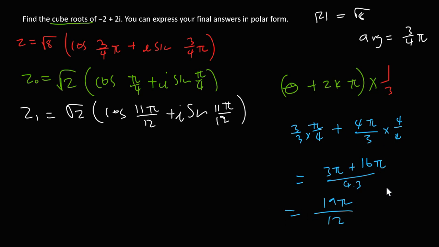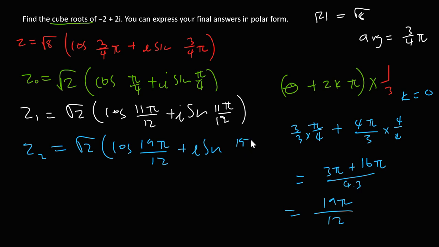So if k is equal to 2 here, this is going to be our argument. So z2, this one doesn't change. Cos, what is happening here? The argument is going to change to be 19 pi all over 12, plus i sine, the argument is going to be 19 pi all over 12. So we've just got our three roots, right? Because we're supposed to find the roots of the complex number, and this is our result.